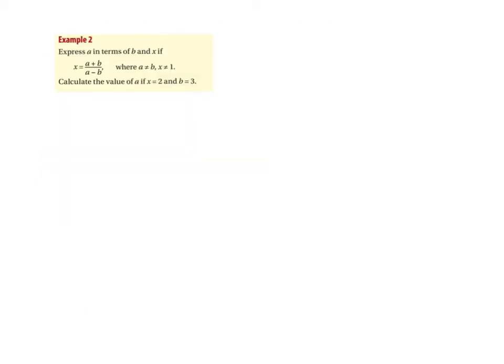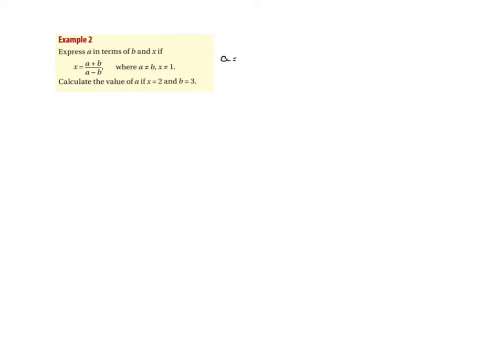Right, let's have a look at the second technique. You can see here what we have been asked is to express A in terms of B and X. So we want A is equal to. That's what it's asking us to do. Hopefully you can see that there's two A's, an A here and an A here, which means that the storybook method that I used on the first slide will not work.